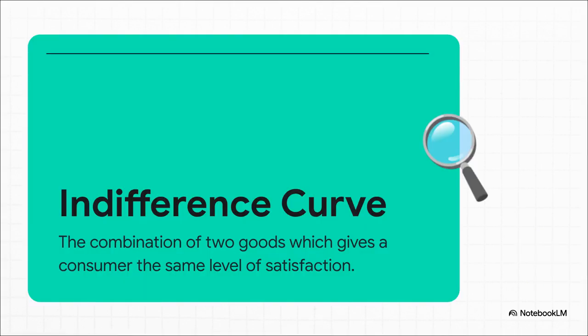All right, now let's look at something called an indifference curve. You can think of it as a map of happiness. It's a line that shows all the different combinations of 2 goods that would make you equally happy. For instance, maybe you'd be just as satisfied with 3 coffees and 1 donut as you would with 1 coffee and 4 donuts. Since both of those options give you the same level of satisfaction, they would both be points on the very same indifference curve.